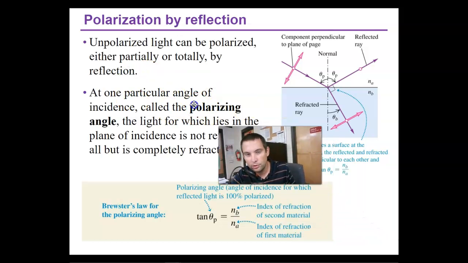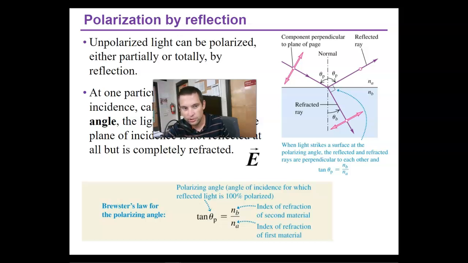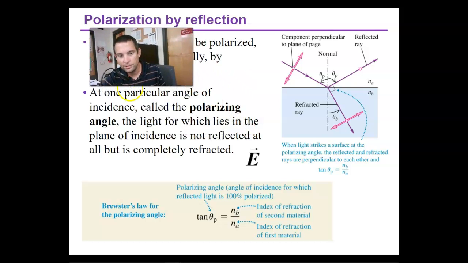Polarization by reflection. Unpolarized light can be polarized either partially or totally by reflection. At one particular angle of incidence, called the polarizing angle, the light for which lies in the plane of incidence is not reflected at all, but is completely refracted. So the polarizing angle here, this is Brewster's law. No need to concern yourself with it. I just thought it interesting.